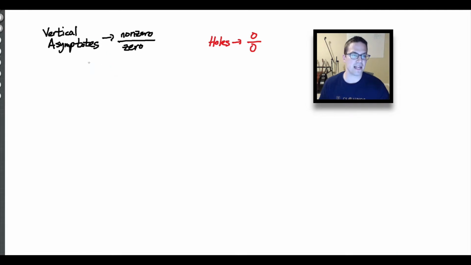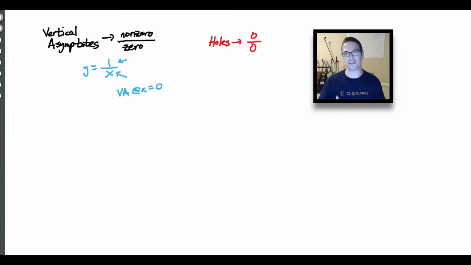An example of that is if you had some function like y equals 1 over x. The vertical asymptote, if you notice the top here is non-zero, that 1 is a non-zero, but the bottom, whenever it is 0, that is when a vertical asymptote is going to happen. So in this case, there would be a vertical asymptote at x equals 0.